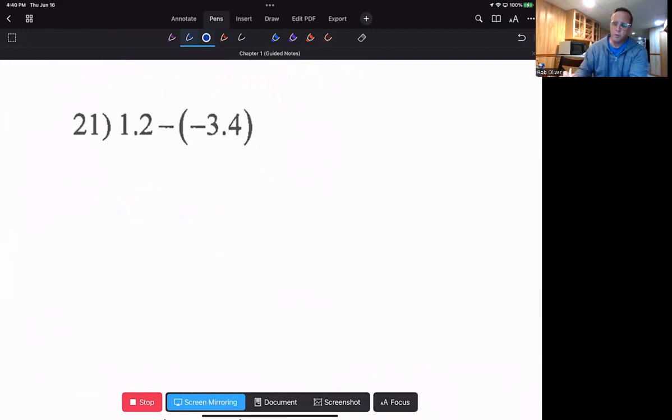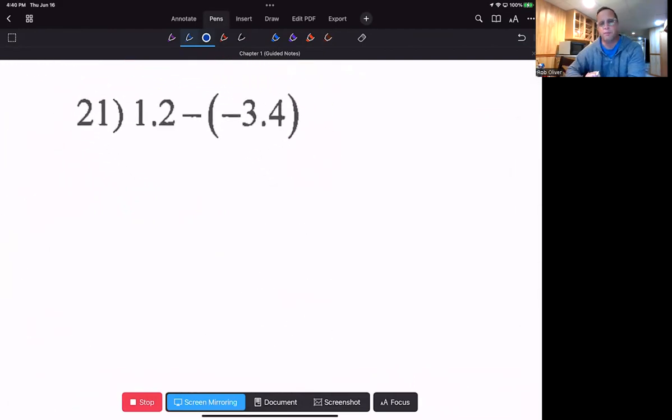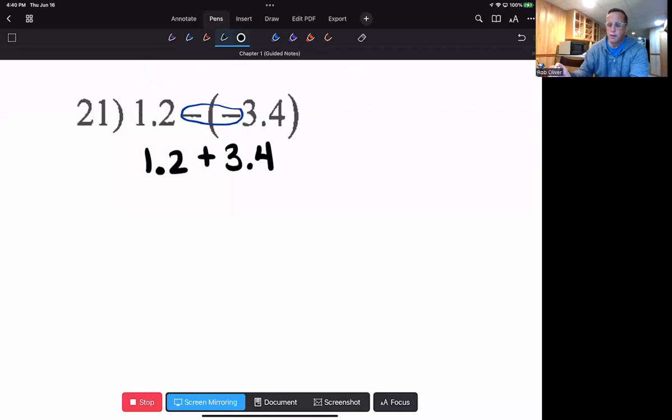All right, number 21. In that example right there, we've got an example where we have 2 negatives. Now that's the opposite of a negative. So the opposite of a negative is a positive. So I'm going to rewrite it as 1 2/10 plus 3 4/10. 1.2 plus 3.4. And this is pretty simple addition. So it's going to be 4.6.